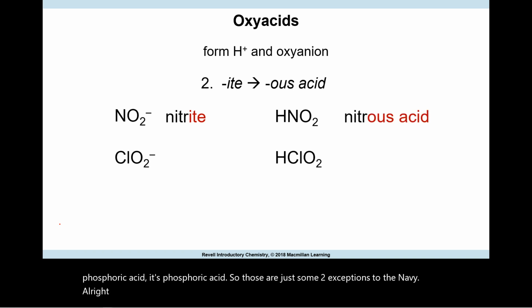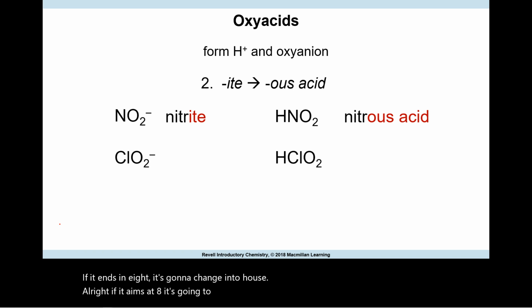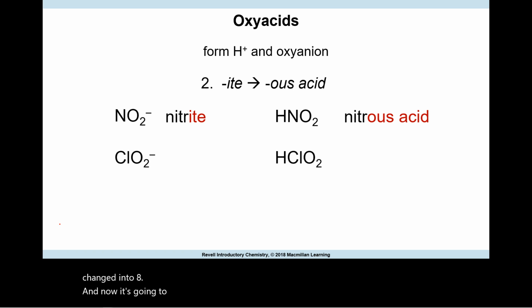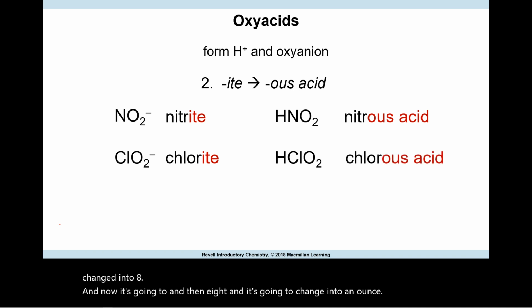If it ends in ite, it's going to change into ous. If it ends in ite, it's going to change into ous. So the other one, it ended in ate and it changed into ic. And now it's going to end in ite and it's going to change into ous. Chlorite, chlorous.